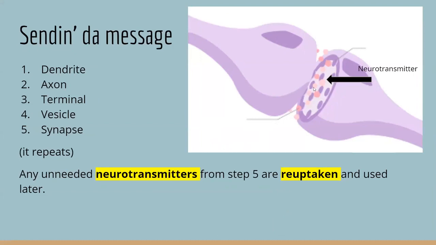So here's what I'm talking about. See how they're not touching each other? That's the synaptic gap. So sending the message. Here's just kind of what I've said. First starts out with the dendrite receiving the message. And we're going to talk about what can even start this process. But then it goes to the axon, through the terminal, through the vesicle, through the synapse, and it can repeat. Any unneeded neurotransmitters are reuptaken. So see these neurotransmitters, they're going on to a new one. But guess what? If there's too many, then they're like, okay, fine, go back in there.